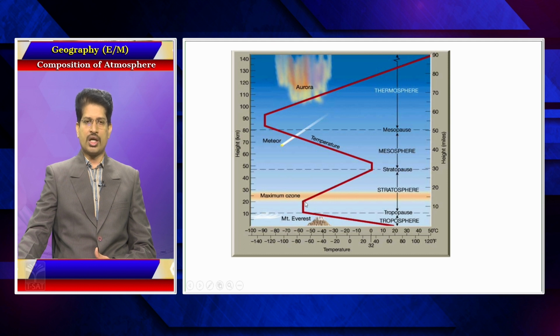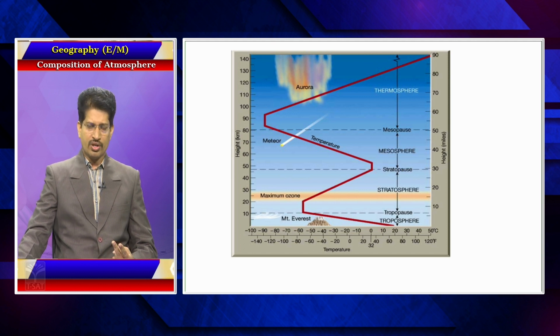In the stratosphere, after crossing the ozone layer, the temperature again increases because the ozone layer traps the UV radiation, because of which the temperature increases in the stratosphere. Again in the mesosphere, the temperature decreases. In the thermosphere or the ionosphere, gradually the temperature again increases. This is how the temperature variation happens in different layers of the Earth's atmosphere.